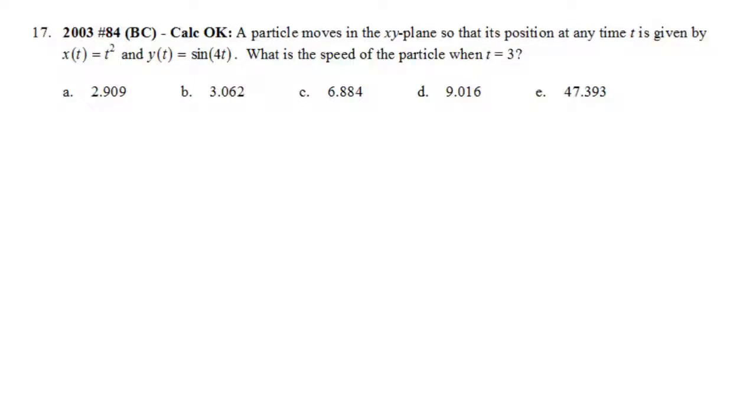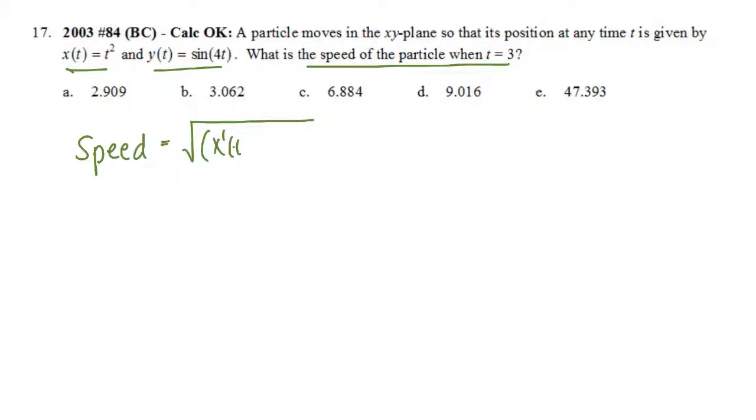Number 17, we have a particle moving on the xy plane so that its position at any time t is given by, and so we have our two positions. What is the speed of the particle at time 3? Now our formula for speed is going to be the square root of, and you're going to have your derivative squared plus here the other derivative squared. And that's because it's going to be the rate of change squared and rate of change squared.